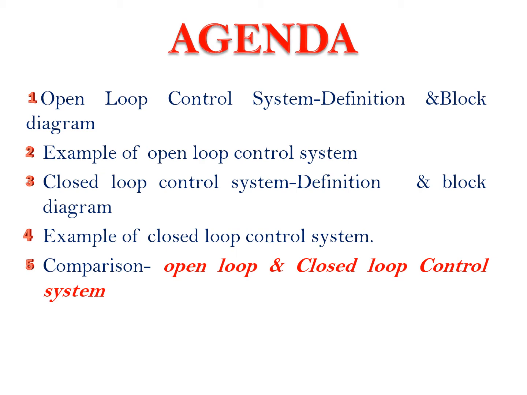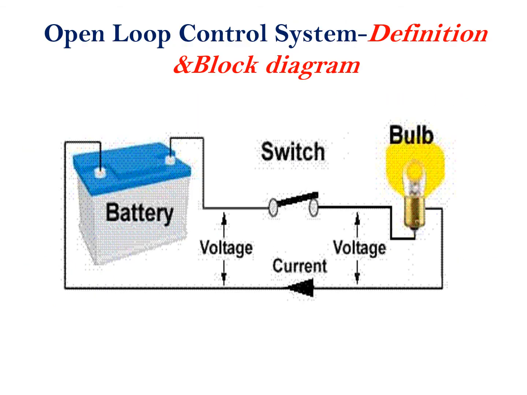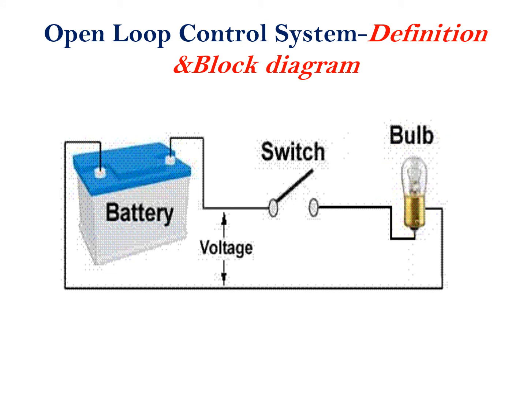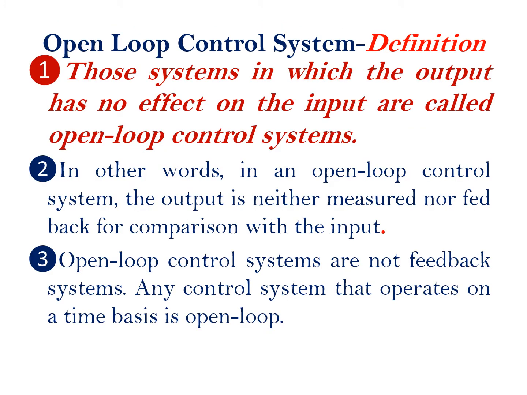What's the first one? Open loop control system. Here we are going to see the definition first, then block diagram. What is the definition of open loop control system? Those systems in which the output has no effect on the input are called the open loop control system. In other words, in an open loop control system, the output is neither measured nor fed back for comparison with the input. Open loop control systems are not feedback systems.